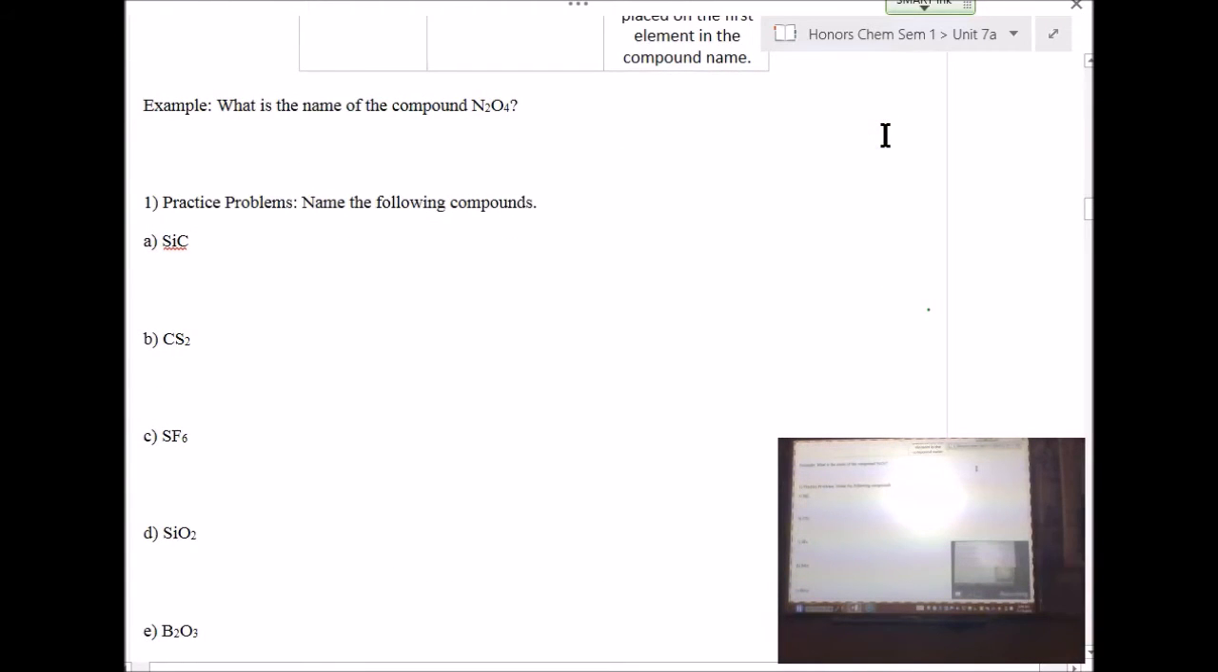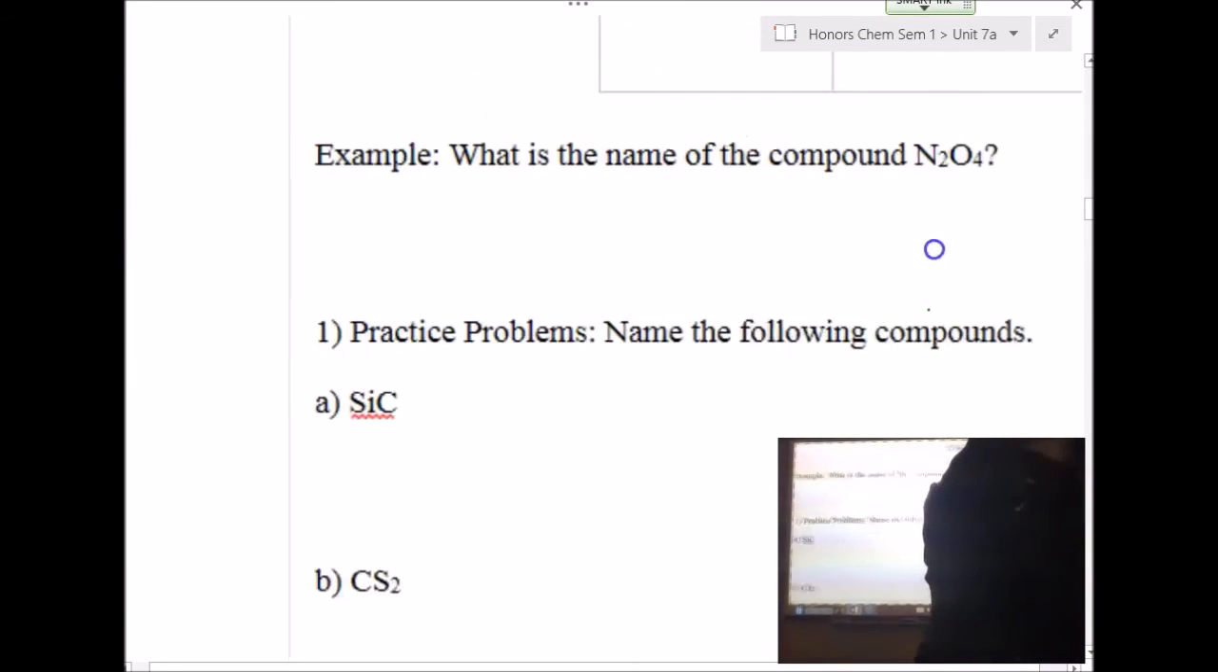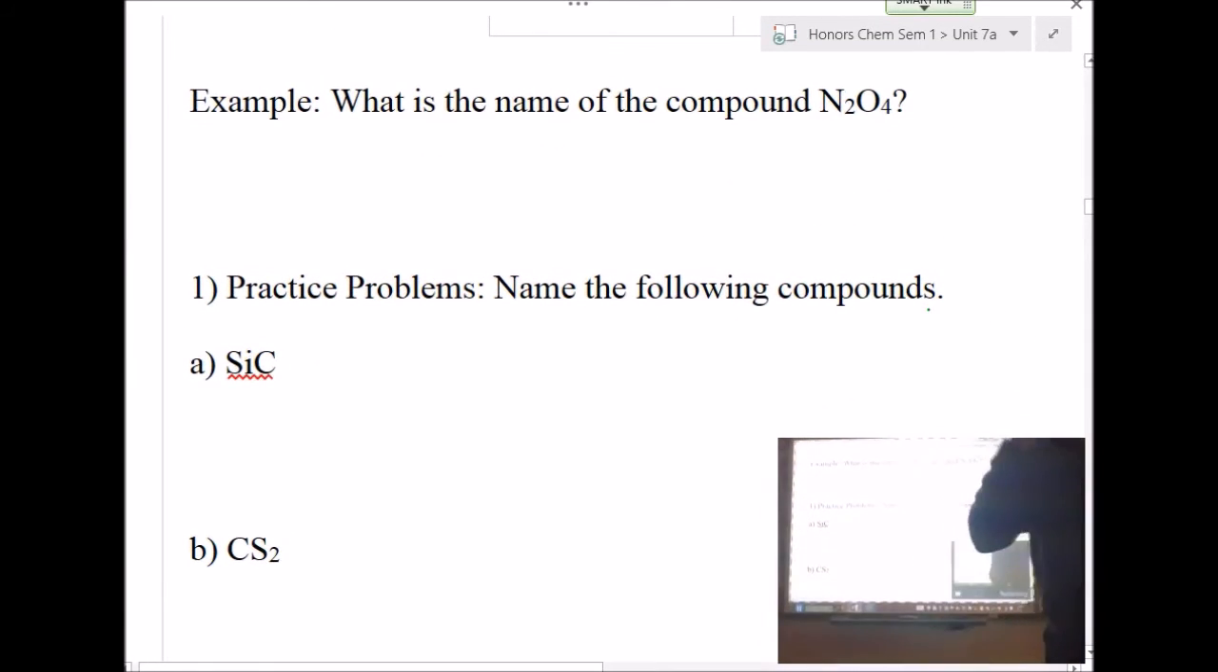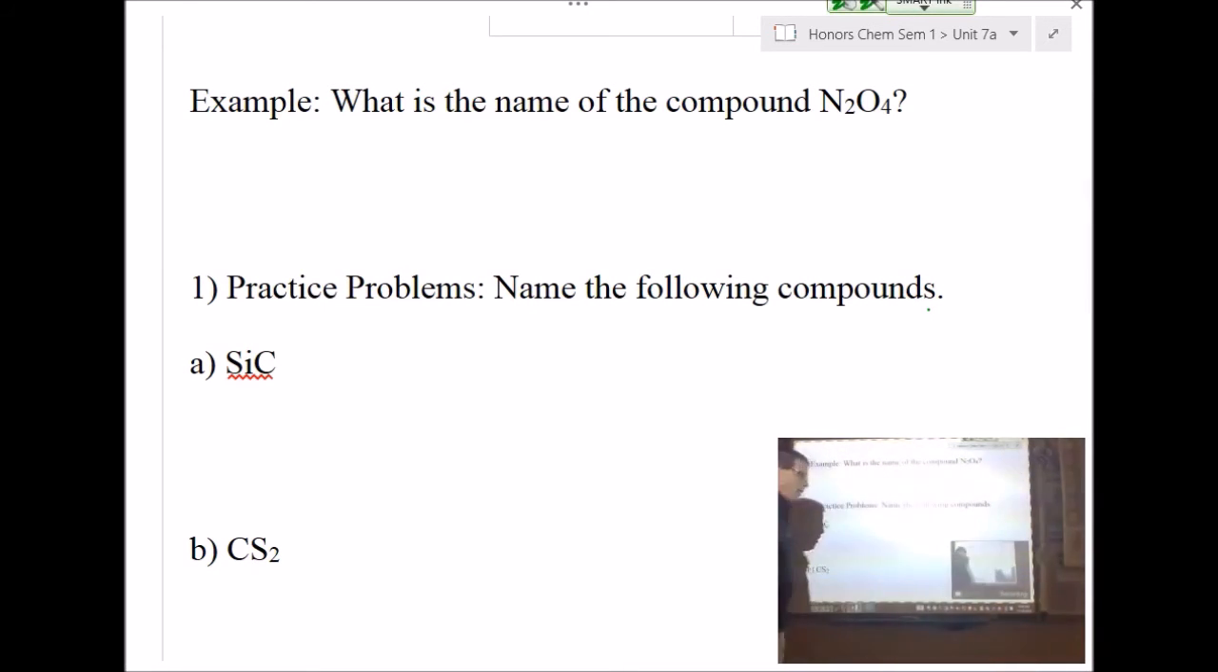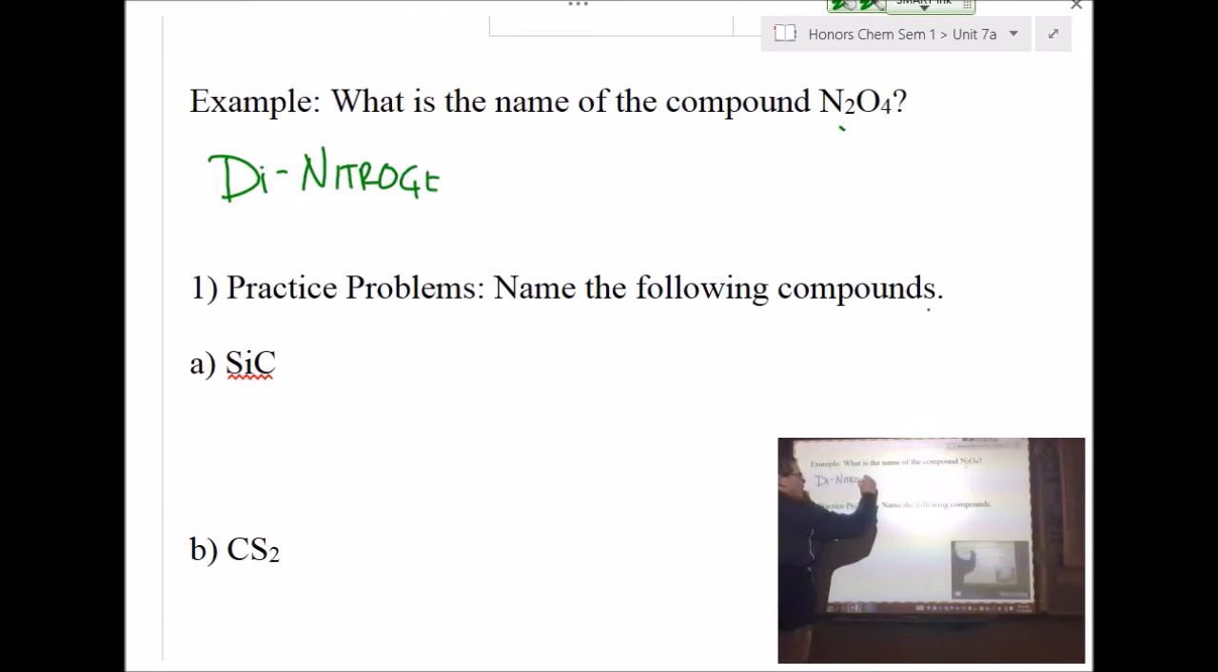All right. Let's do some. Let's zoom them in here. What is that first one, N2O4? So we got a di because we have a 2, right? Dinitrogen. Good. So the first element, don't mess with it. You might be adding a prefix, but you don't mess with it. So we don't drop anything in the first one. We only drop it in the second element.